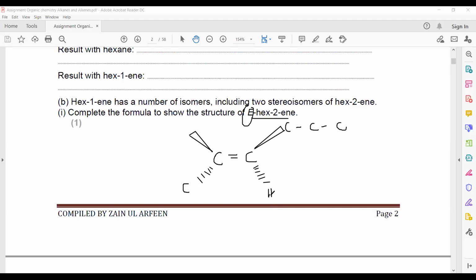And then this will have hydrogen. This will also have hydrogen. Now we complete the structure. This will have 3 hydrogens. This will have 2 hydrogens, because 2 bonds, 2 hydrogens, and then 3 hydrogens. So you can see this will become E-hex-2-ene.